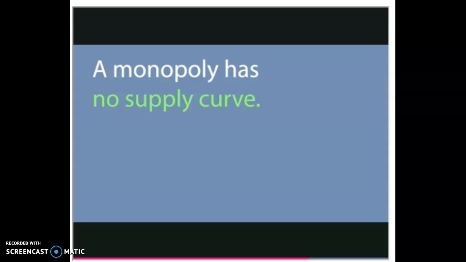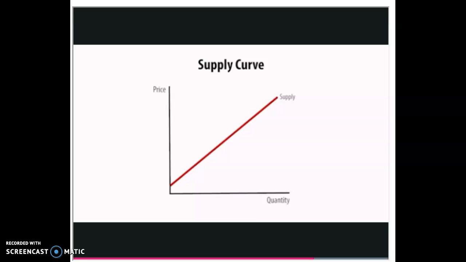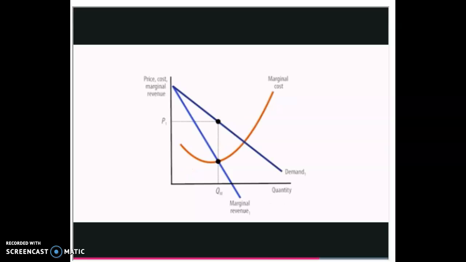One last note about monopolies is that a monopoly has no supply curve. A supply curve shows the relationship between the price and the quantity supplied. With this graph, we can show that for a monopoly, the relationship between price and quantity can't be specified by a single curve. Demand 1 and marginal revenue 1 are the original demand and marginal revenue curves. P1 and QM are the profit maximizing price and quantity.